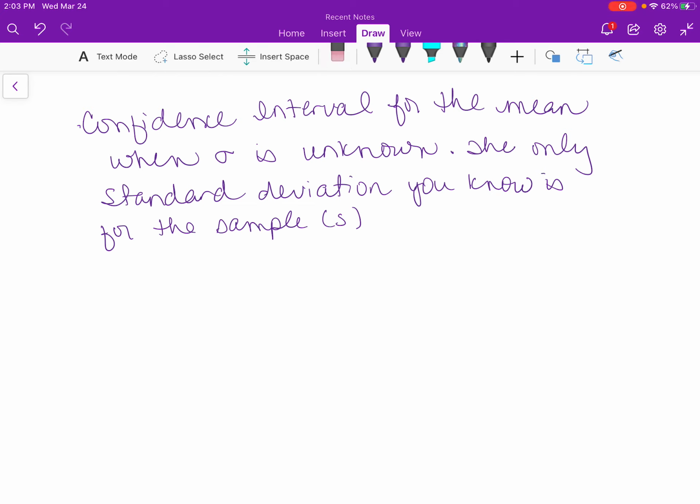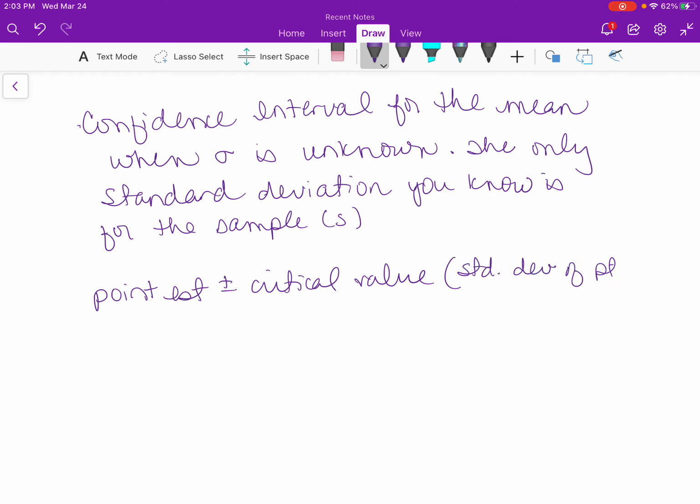actually, let me go back to the original. We're going to use the point estimate plus or minus the critical value times the standard deviation of the point estimate. So in this case, it's going to be X bar plus or minus, instead of a Z critical value, the T critical value. And remember, that is going to be based on degrees of freedom equal to n minus 1. And then that will be multiplied by S over the square root of n.